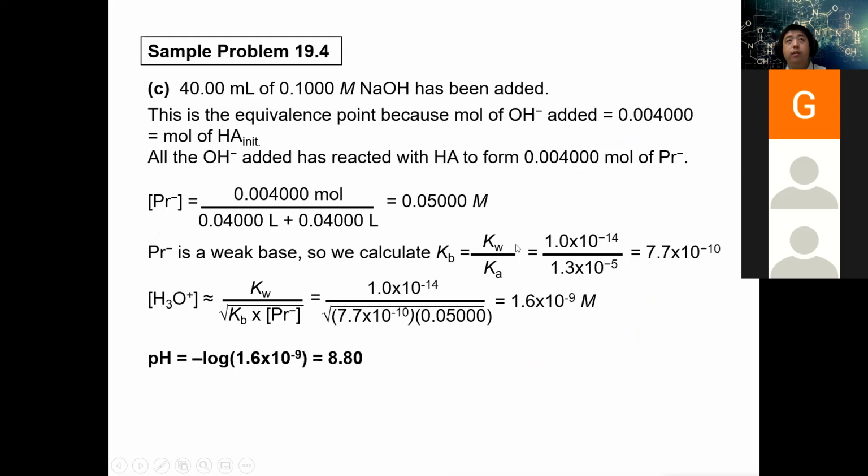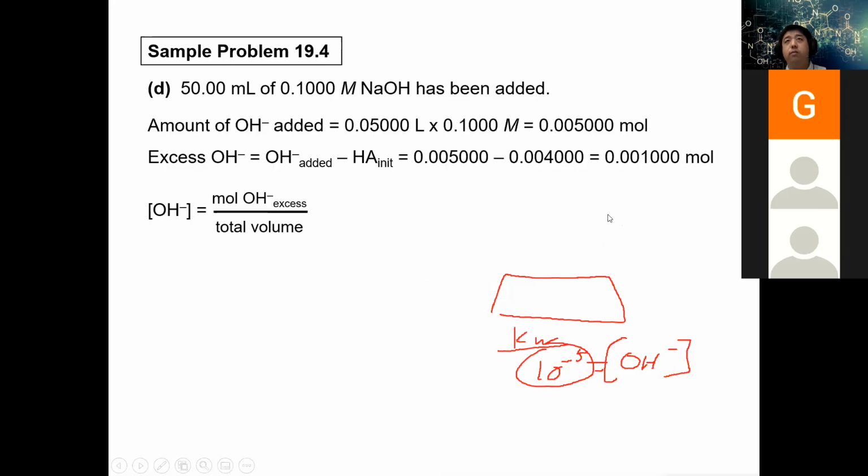Okay. So going back to C, I want you to take this number and do KW divided by this number. That will give you your OH minus. So this is based on what it is. It's probably 10 to the negative 5, give or take. So this is going to come out to about 10 to the negative 5 in terms of my OH concentration.